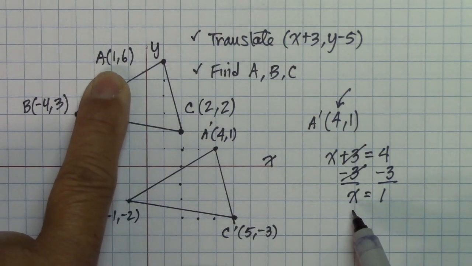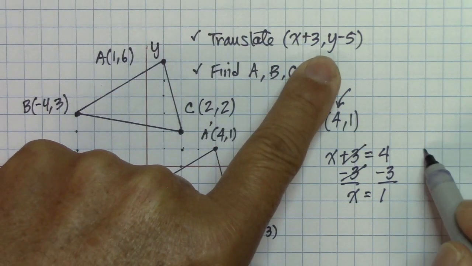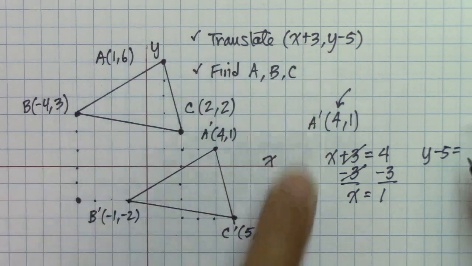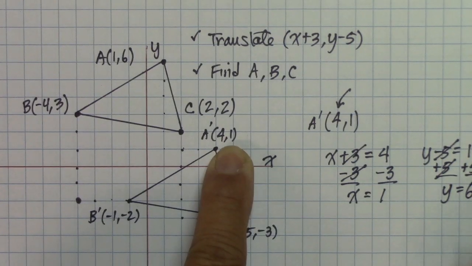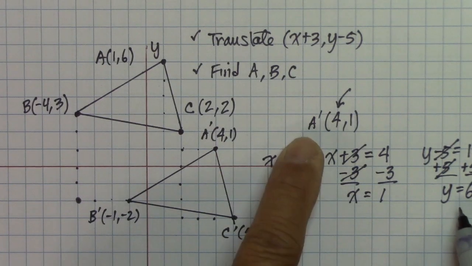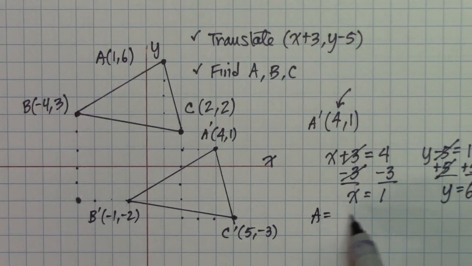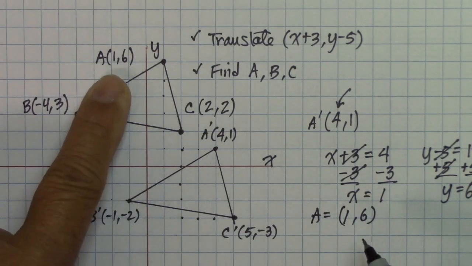There it is. And we did the same with the y. Y minus 5. And what we resulted was a 1 over here. To solve for y, we do the opposite or the inverse of minus 5, which is plus 5. Again, whatever you do to one side, you do it to the other as well. So negative 5 and plus 5, the sum is 0. We just cross it out. And 1 plus 5 is 6. So the actual x and y value for the A is 1 and 6. Ta-da!